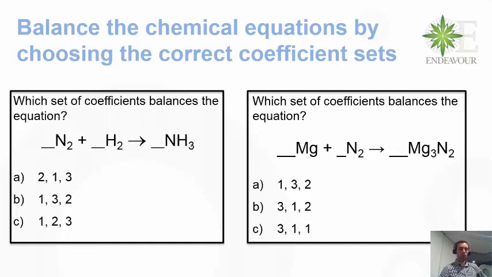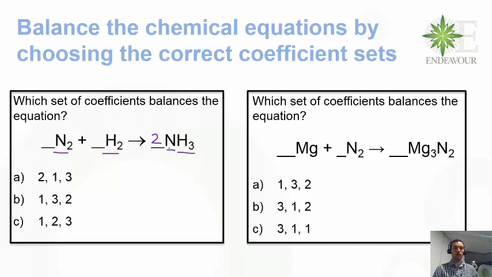Okay, so for the one on the left-hand side here, you can see that there's more nitrogen atoms on the left than there are on the right, and more hydrogen atoms on the right than there are on the left. So plenty of problems here. So let's start by trying to increase the number of nitrogen atoms on the right-hand side here. So let's put a 2 there to do that.